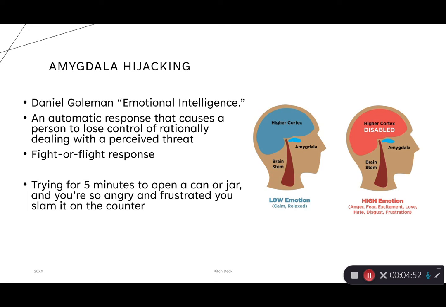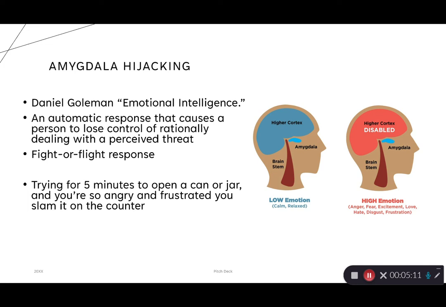Examples of this amygdala hijacking many people experience in their life would be if your boss criticized you in front of your coworkers, and you're so angry that you yell back and quit your job. Some of these are kind of extreme, but others are a little bit more common.